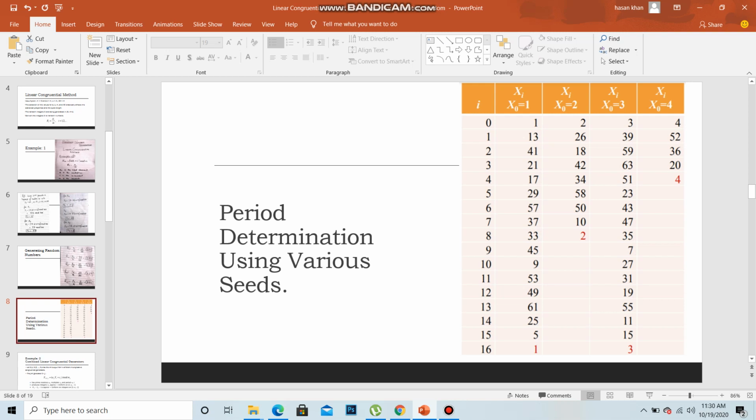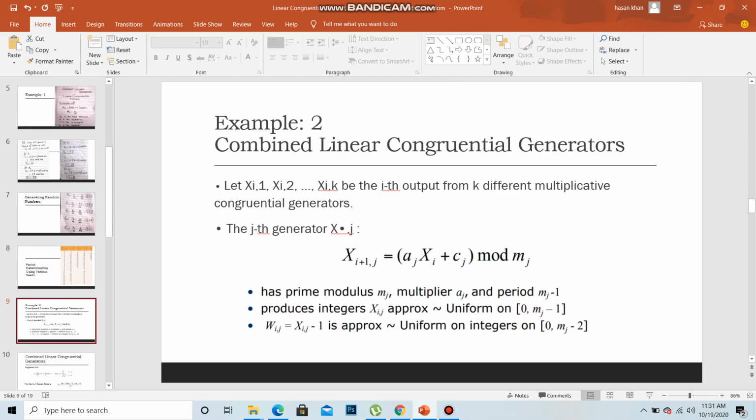So we stopped. You can see here that as soon as we got 1, we terminated the process. Same with x naught equal to 2, the seed value was 2, and we terminated the process at iteration number 8, when we got the same value as the seed value. Same with x naught equal to 3, and further x naught equal to 4. So this was one of the basic examples of the linear congruential method. Let's see another example, of a combined linear congruential method.